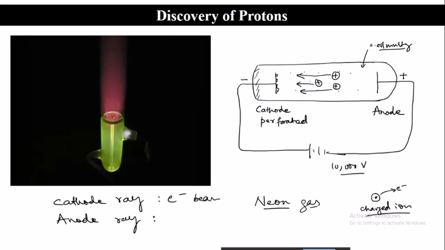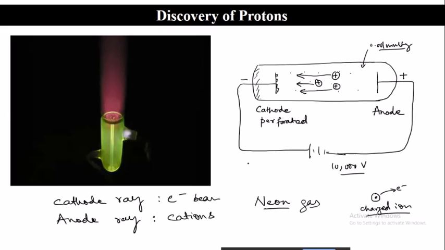I think in the textbook also it is given that the anode ray consists of positively charged particles called protons. Unfortunately, that is not correct. These are positively charged particles, the cations. These rays are made up of these charged gas particles, which are cations.